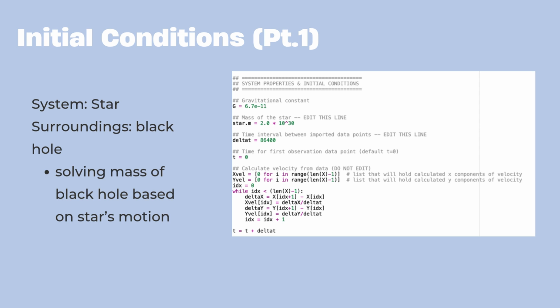So here is part one, initial conditions. To the right is the code that we used. The system is the star, and the surroundings is the black hole. We are solving for the mass of the black hole based on the star's motion.